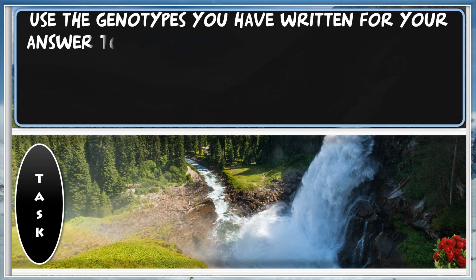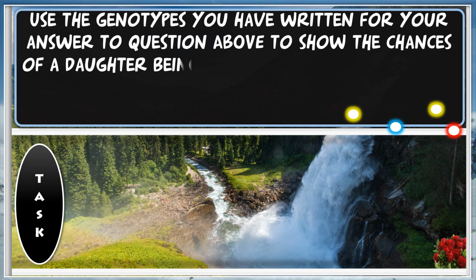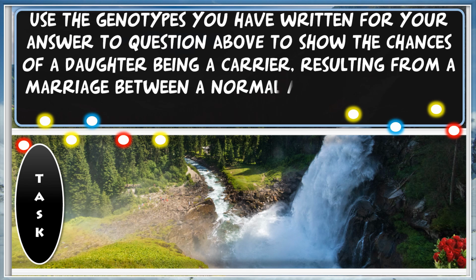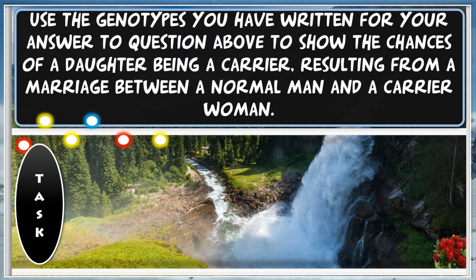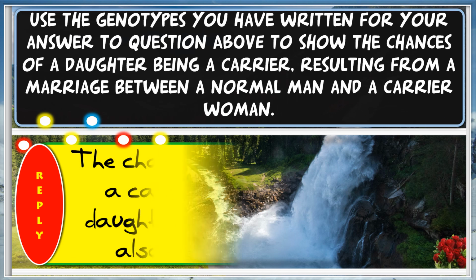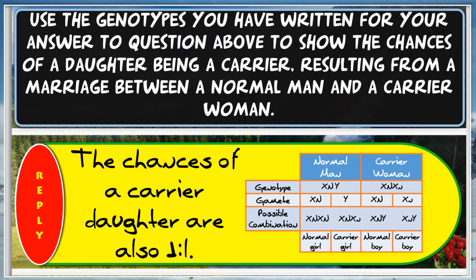Use the genotypes you have written for your answer to the question above to show the chances of a daughter being a carrier, resulting from a marriage between a normal man and a carrier woman. The chances of a carrier daughter are also 1 to 1.